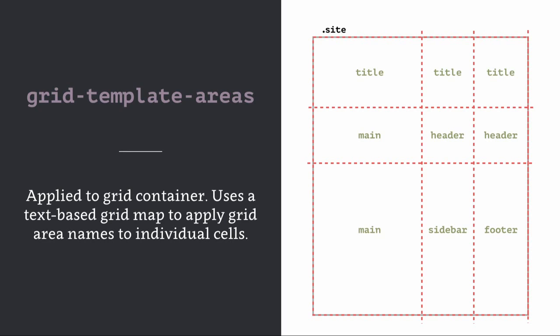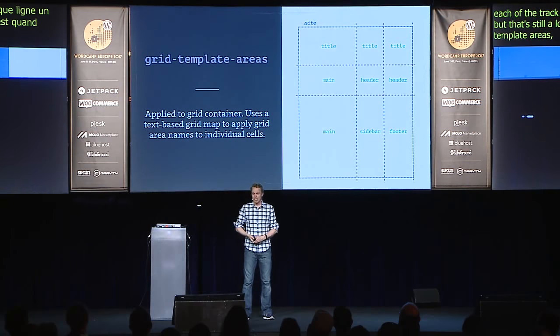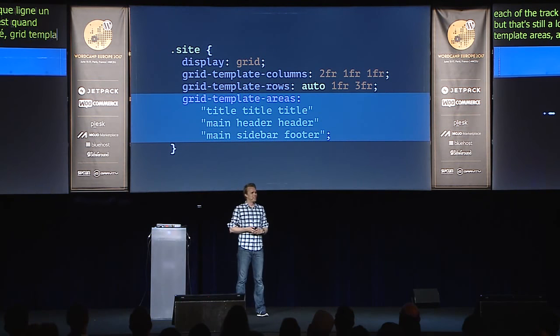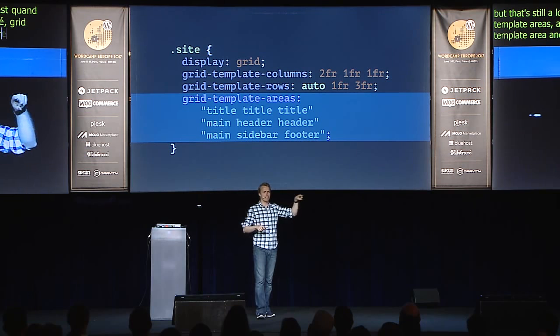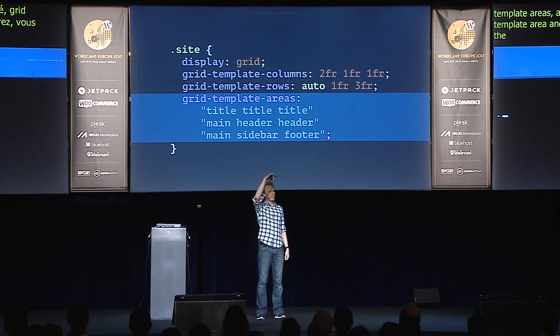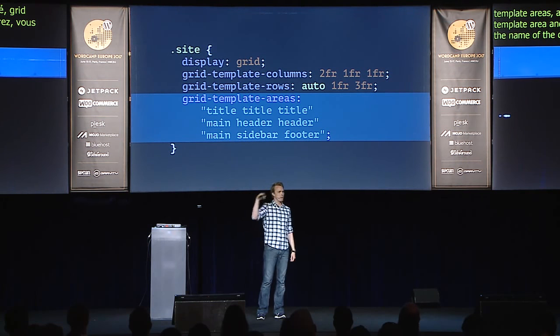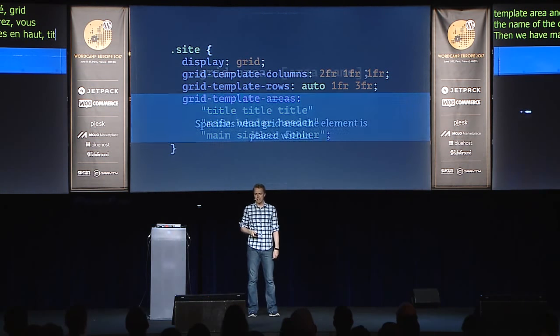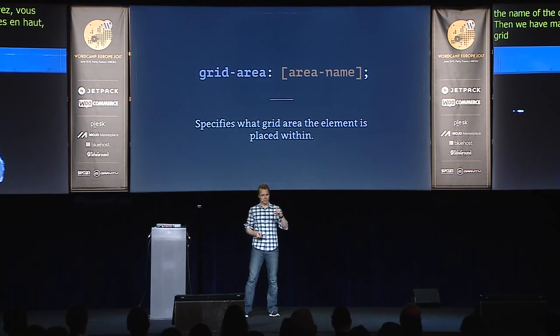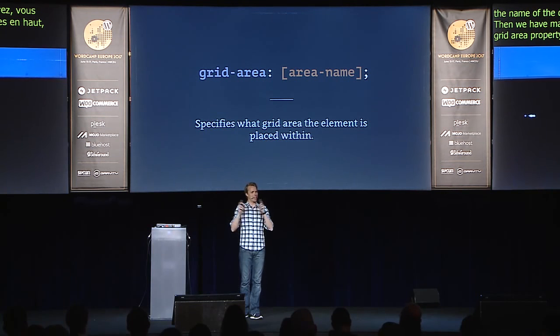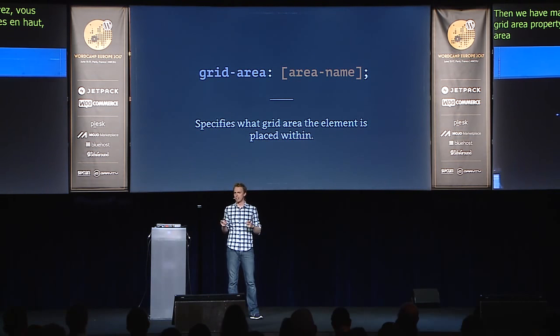So we have this new property called grid template areas. And grid template areas is nuts. It's almost like ASCII. You declare grid template areas, and then you write out each of the cells in your grid, and you say, what is the name of this cell? So for instance, here, I have the three cells at the top are title, title, title. And then we have main, header, header, and main, sidebar, footer. Then you use the grid area property on individual child items, and you just declare the name of the area you want that element to appear.